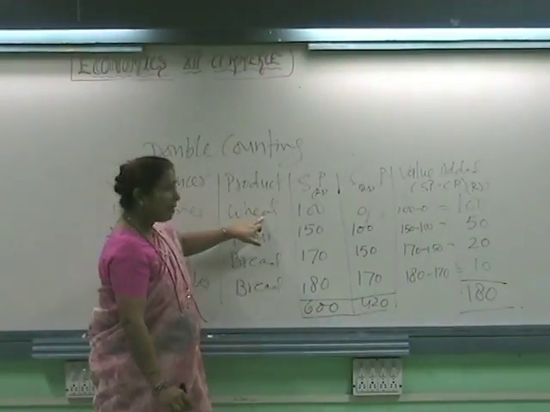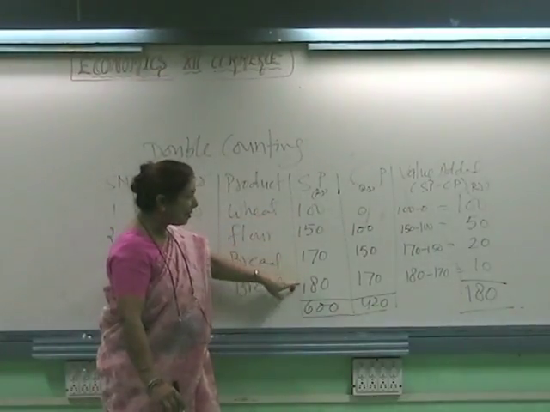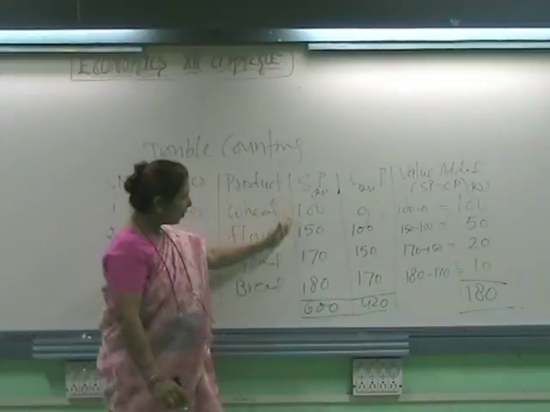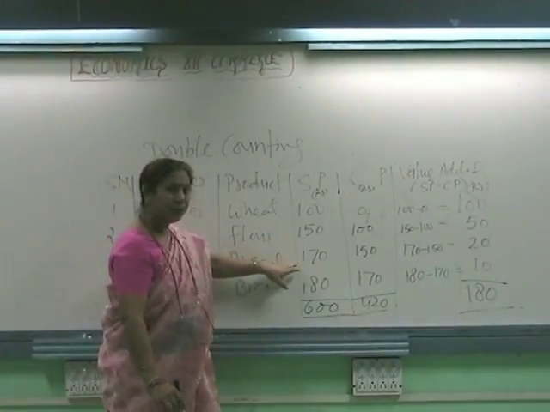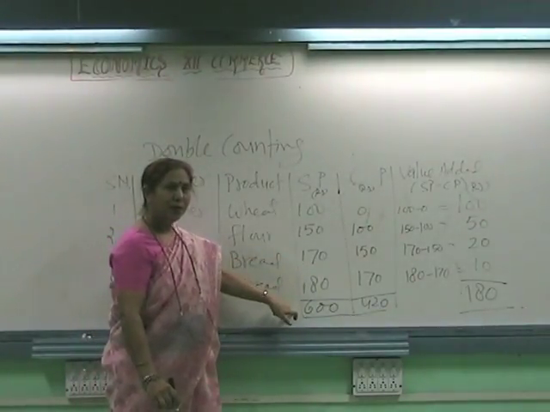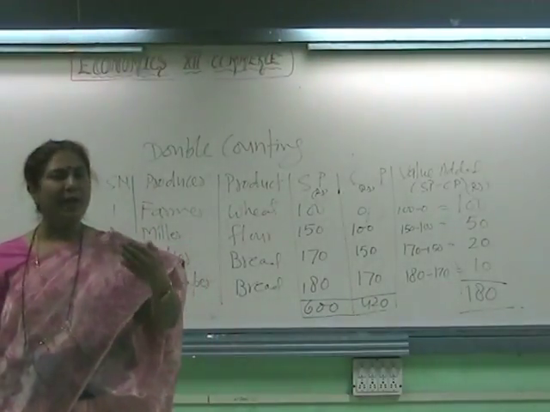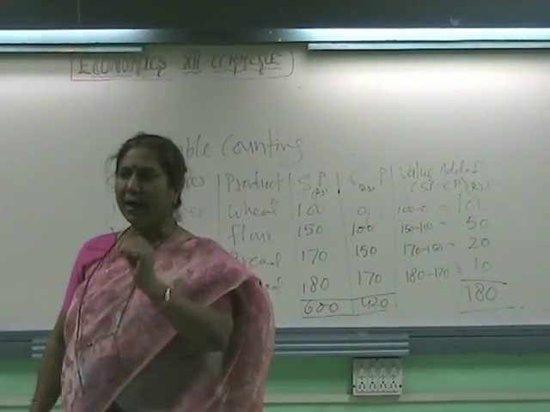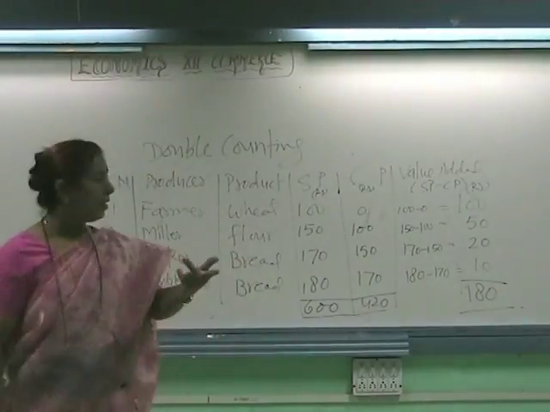this selling price, if you check, the value of wheat is included at this stage, this stage, this stage, and this stage. How many times? 4 times. The value of flour is included 3 times. The value of bread is included 2 times. This is called double counting. So double counting means when the value of any item is included more than once.